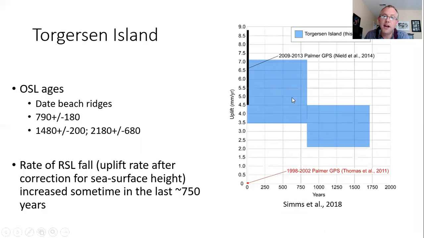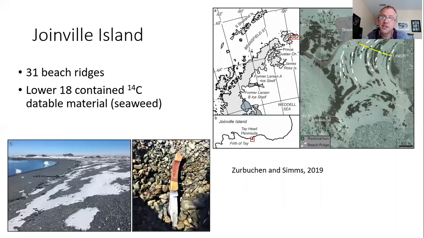And the rates averaged throughout the Holocene are on par with the uplift rates experienced after the breakup of the Larsen B, and an order of magnitude higher than the uplift rates recorded in GPS prior to the breakup of the Larsen B. Now, this isn't the only site that shows increases in the rate of RSL fall, or increases in the rate of uplift, within the Antarctic Peninsula.